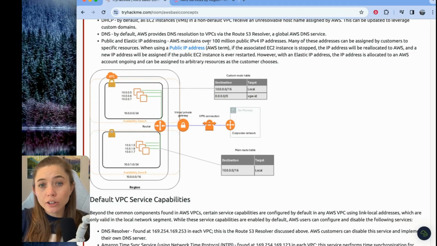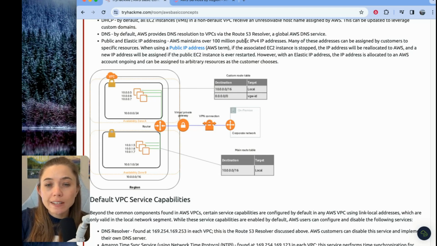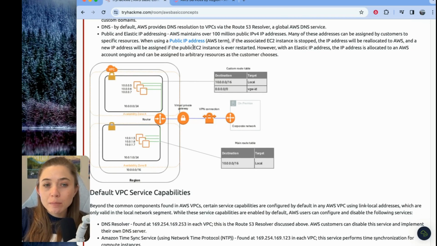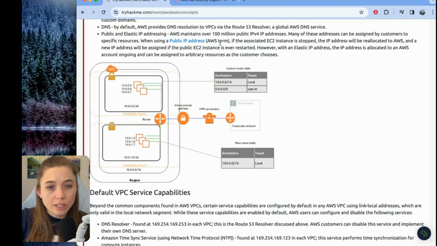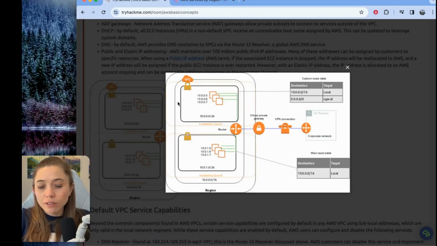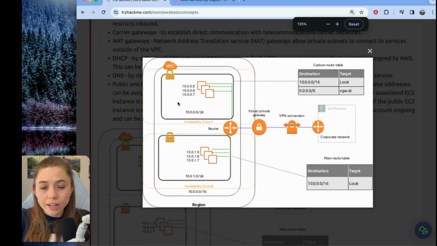AWS maintains over 100 million public IPv4 IP addresses. And I'm sure all this content was written long before this ever happened, but AWS is actually going to start charging money for IPv4 addresses. I think they're kind of trying to push people to use IPv6 addresses. But anyway, this is talking about how you can use public IP addresses and elastic IP addresses to associate with your resources so that you can have that IP address and allocate it where you want to use it. And then here we have an example of a typical AWS networking architecture.